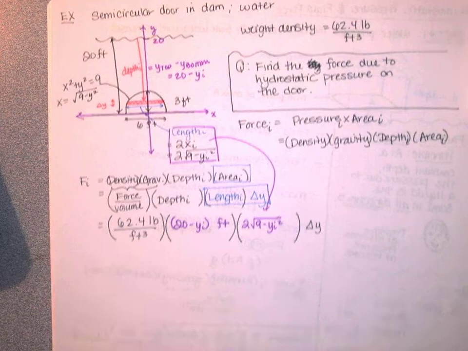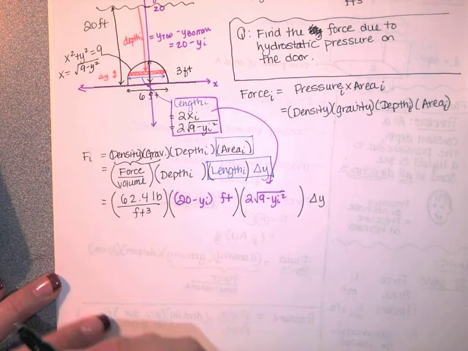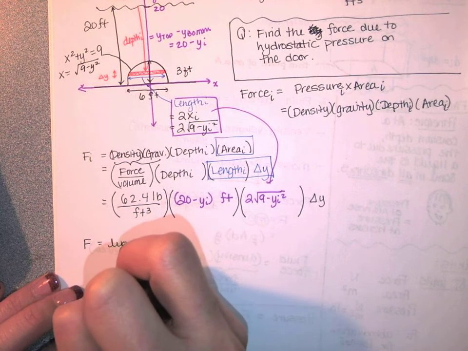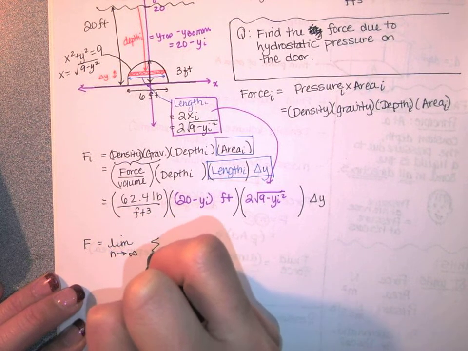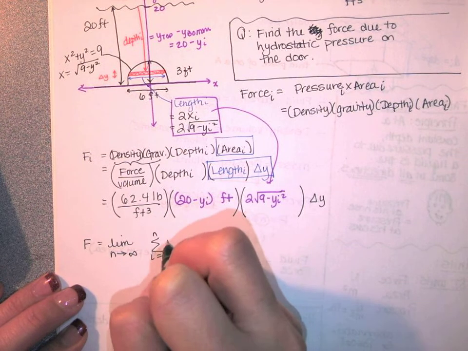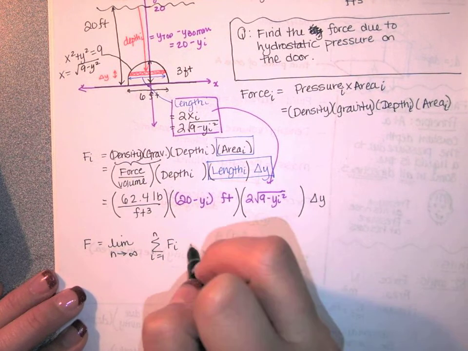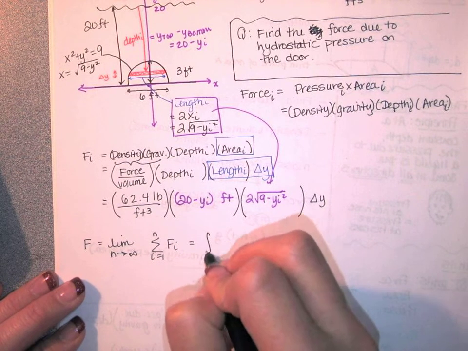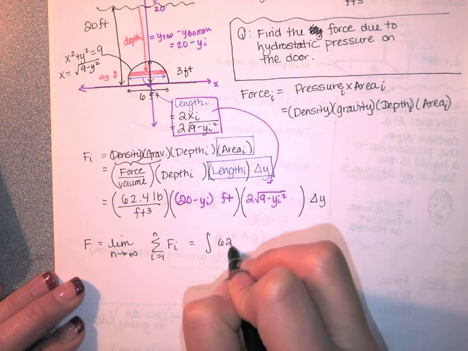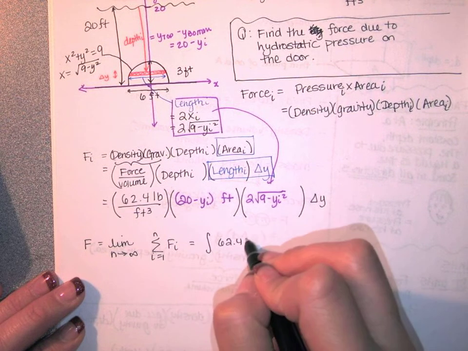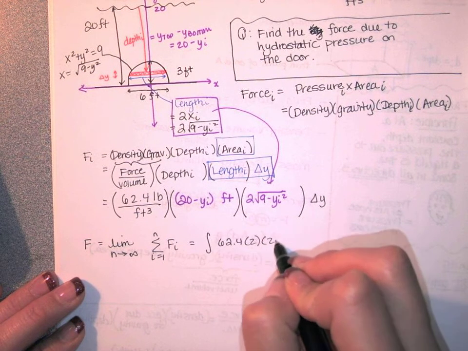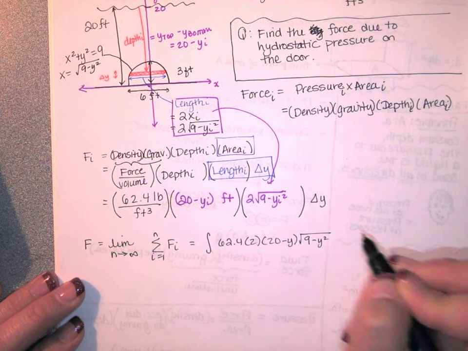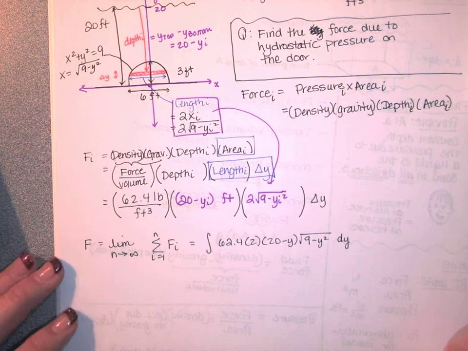Alright, so we're almost done. That's the force on one piece. The total force acting on that semicircular door is the limit as the number of pieces goes to infinity of the sum as i goes from 1 to n. Those n forces, we're adding those together. And then we're taking the limit as the number of pieces goes to infinity to get an integral. So we're going to have 62.4 times 2 times 20 minus y times the square root of 9 minus y squared. Delta y becomes dy in the limit.